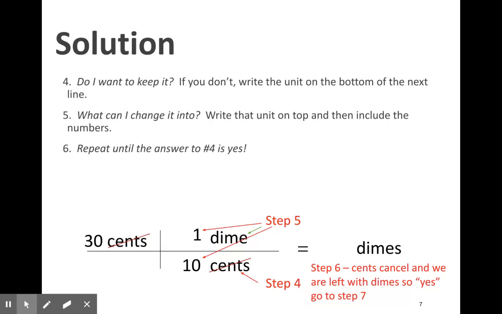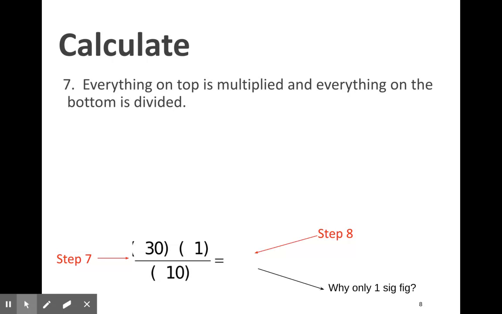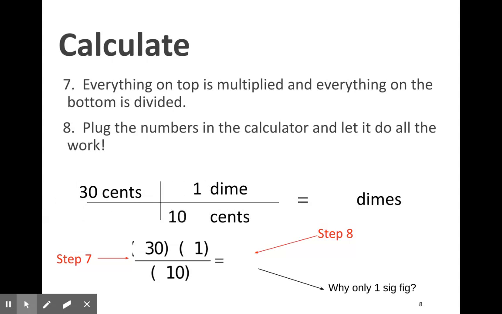Okay, so cents cancel out. We're left with dimes here. Now our next step would be to calculate. Everything on top is multiplied, and everything on the bottom is divided. We plug the numbers in the calculator and do all the work. So we have 30 times 1 divided by 10. Once we multiply all this together, then we divide by 10. So we would have 3 dimes. So why only 1 sig fig, you ask?